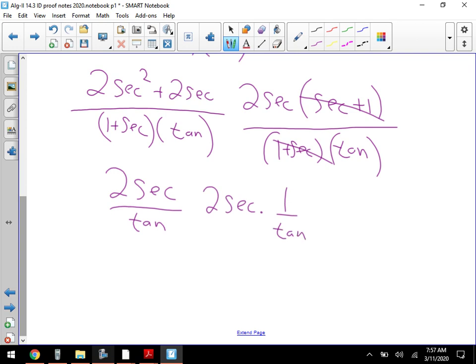Okay, rewrite. 1 over tangent is cotangent, correct? So that's cosine over sine. So it's 2 over cosine times cosine over sine. Final answer is 2 secant. Secant's 1 over cosine. So when I get to the very end there, I'm rewriting things in sines and cosines, secant and cosine. So I wind up with 2 over sine.